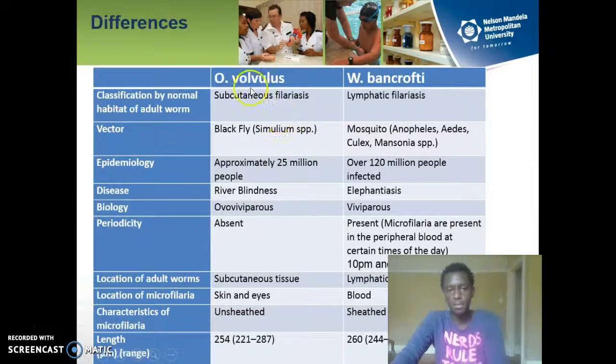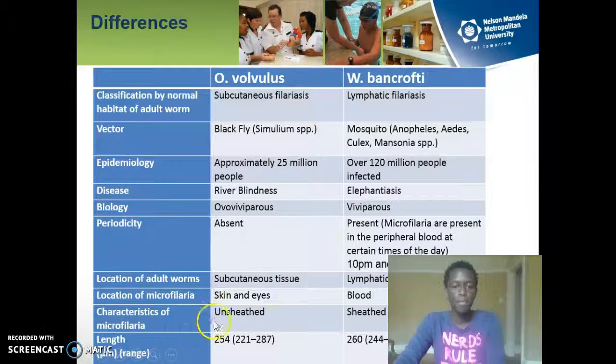How I remember this: volvulus, ocular, for the eye, so it causes blindness. And this one, the B for blood. I don't know if that's going to work for you, but it works for me. And the rest of these things are pretty obvious. You can go through them.